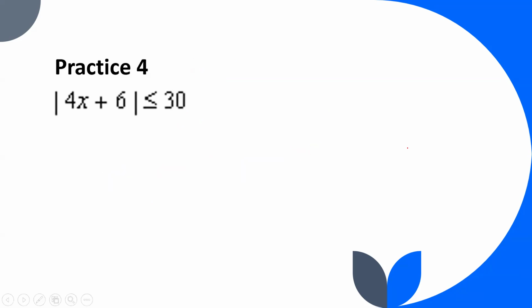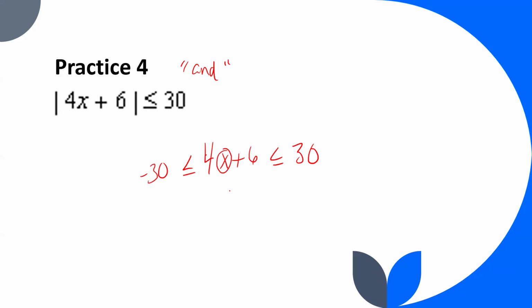All right, our last one. Absolute value of 4x plus 6 is less than or equal to 30. Is this an and or an or statement? It's an and statement. Okay, go. So the setup here is to get rid of that. You remove the absolute value bars. So you have 4x plus 6 is less than or equal to positive 30, and then 4x plus 6 is greater than or equal to negative 30. Your goal here is to get x by itself, so you use your inverse operations.